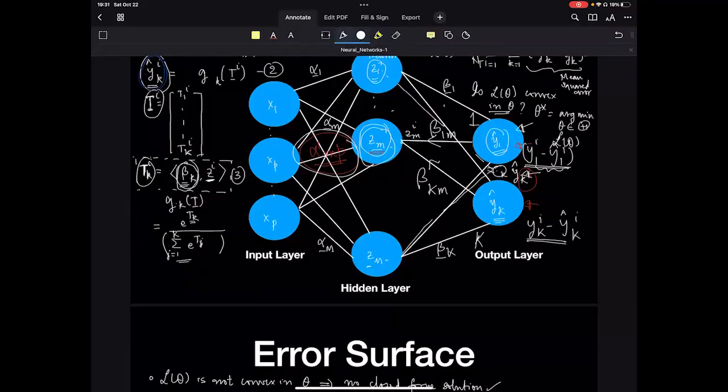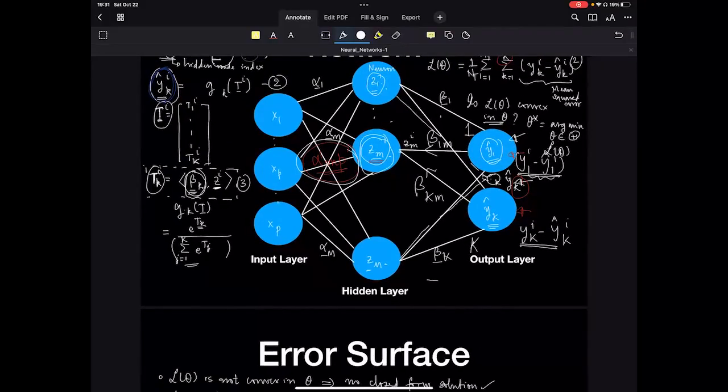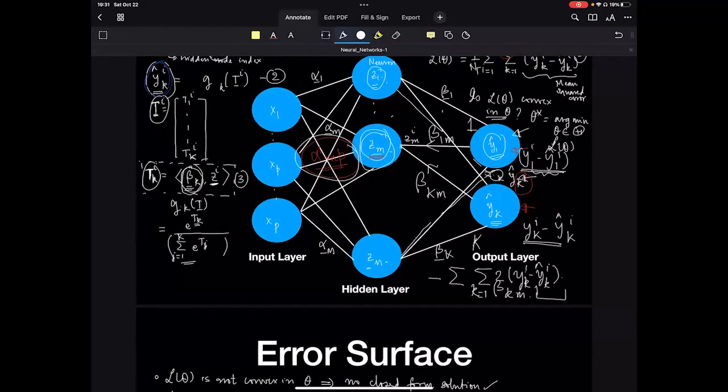So let me write that expression here just for ease of viewing. What I just wrote in the third slide from here is the following: minus 2 times yki minus yk hat i times beta km times some other terms, with k going from 1 to capital K, and i going from 1 to nt, and then 1 over nt. So this is dou by dou alpha mp of L theta.